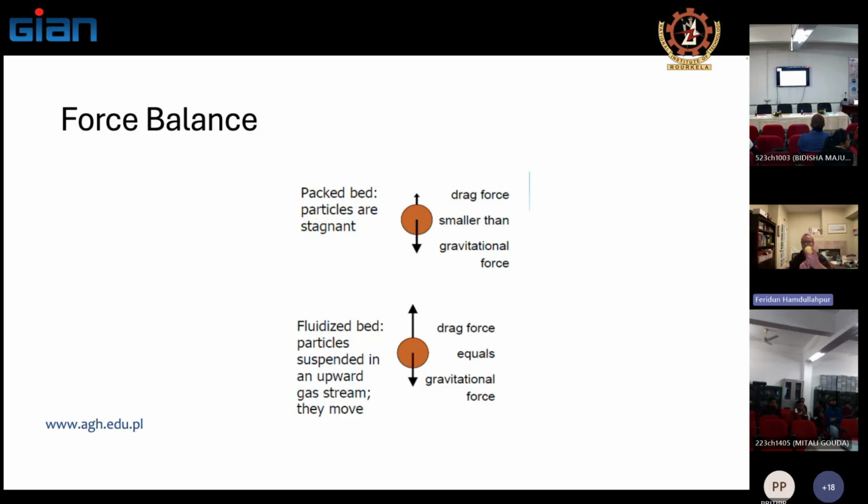Air is going through it, around it, but the gravitational force is still larger than the drag force holding it. So in a fluidized state, this is almost the same. The drag force is equal to or slightly higher than the gravitational force, and therefore puts this in a suspended state, which we call the fluidized state. This is the onset of fluidization.